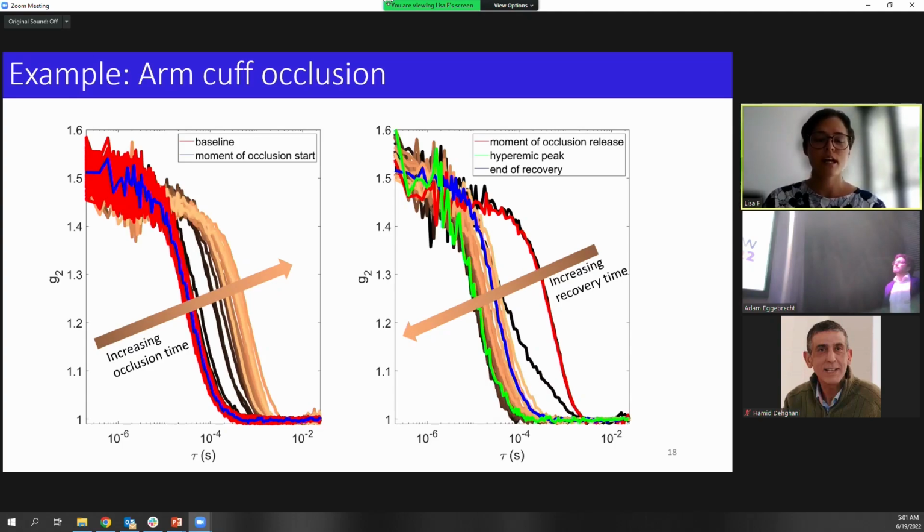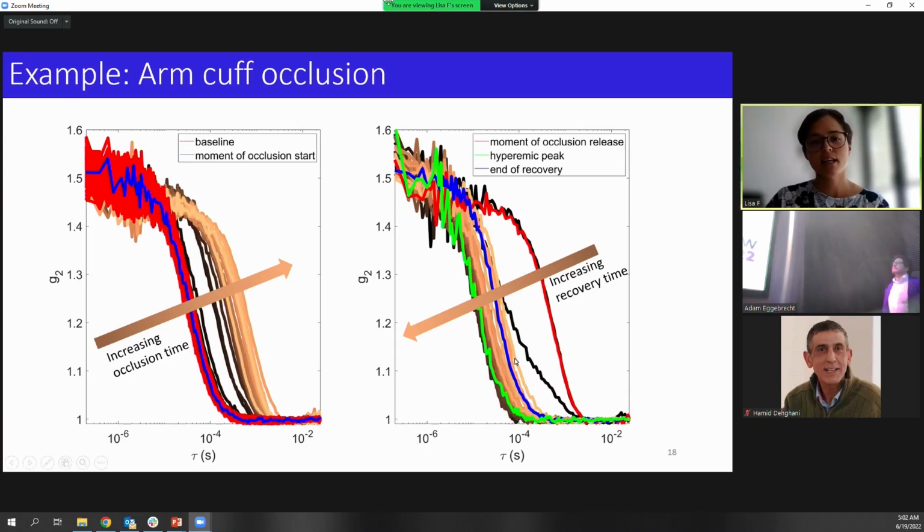So what you see is that as soon as we started to occlude the cuff, all of these G2 curves started to shift towards higher values of the delay time tau. So they're decaying much more slowly as the blood flow was stopped.